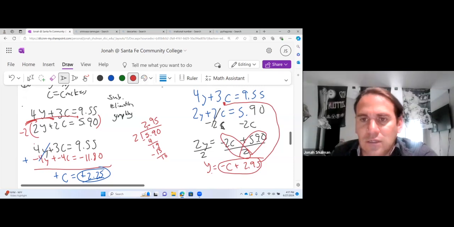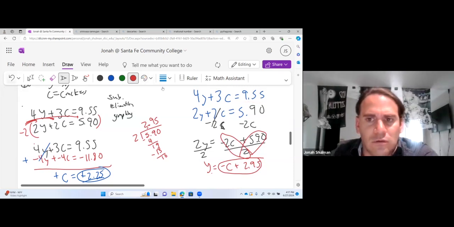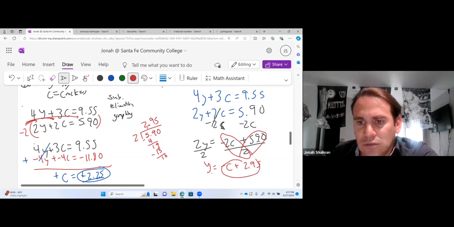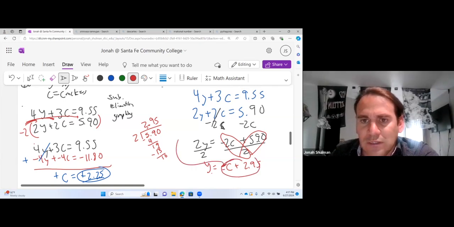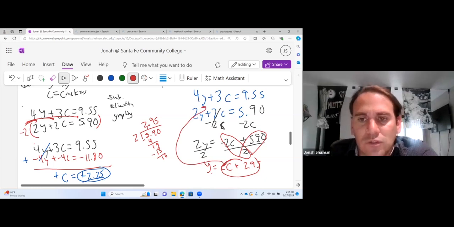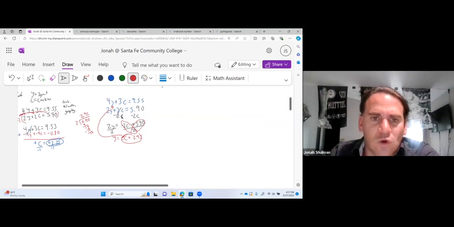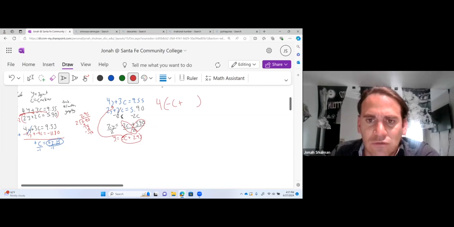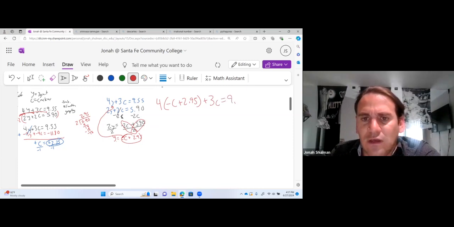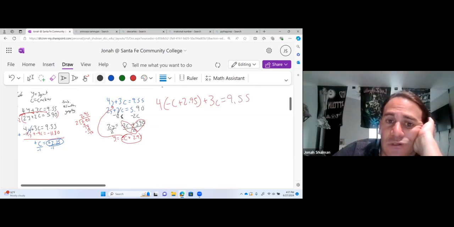Sorry, we're replacing it here. My bad. We take this whole equation, this negative c, and we're going to bring this in for y because that's what y equals. So our new equation is going to be longer, but guess what? It's only in terms of c. So it's 4, not times y anymore, negative c plus 2.95 plus 3c equals 955. Notice it's much longer, but now look, there's only c's here.